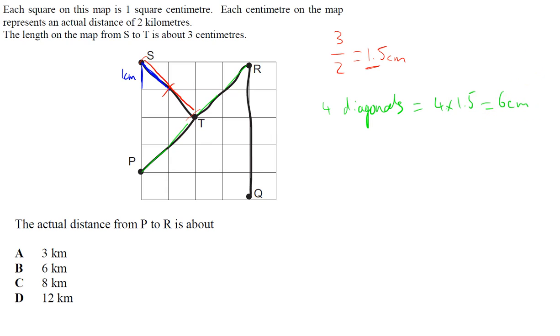Now remember that each centimetre on the map represents an actual distance of 2 kilometres. So 6 times 2 gives us 12 kilometres. That's how many kilometres there is from P to R as the actual distance. That actual distance is D, 12 kilometres.